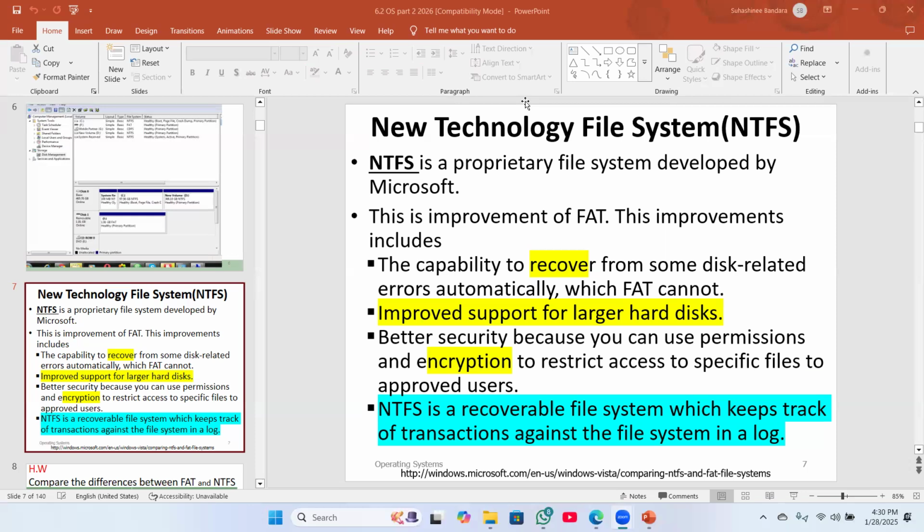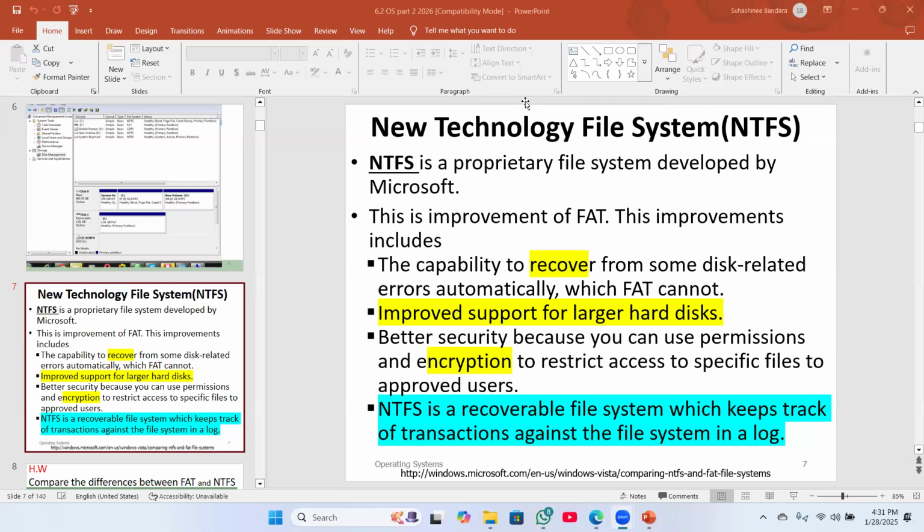NTFS has improved support for larger hard disks, so we can use large hard disk capacities. Then better security, because you can use permissions and encryption in the NTFS file format to restrict access to specific files to approved users. So encryption means a file security system, and that is also available in NTFS.